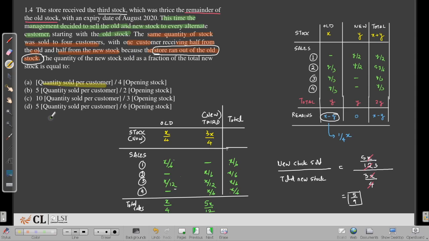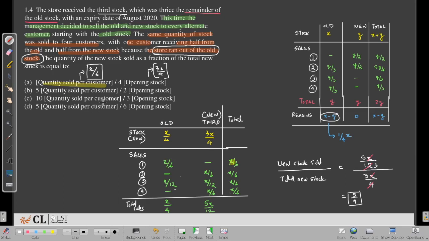What is the quantity sold? Are we talking about this quantity? Are we talking about the total quantity? Okay, so if you treat this total quantity as the quantity sold per customer, we are looking at this value being equal to x by 6. Okay, and opening stock would be equal to 3x by 4, right? So that's where we are, right?